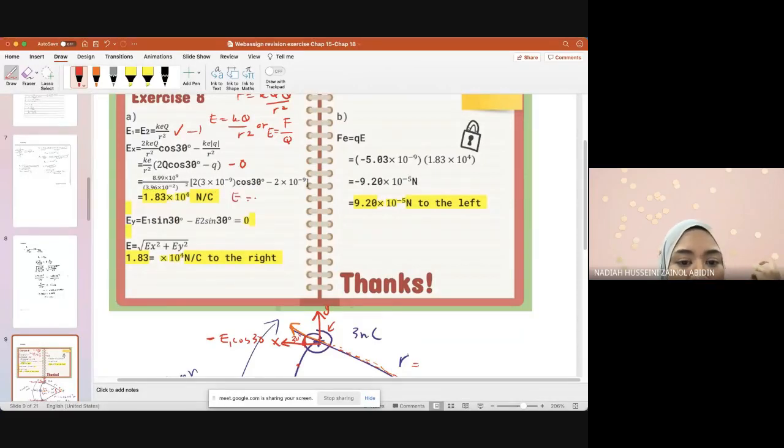Remember E is F over Q. So this is Newton, this is coulomb. So your SI unit is Newton per coulomb. Or if there is another version of electric field, I believe there is, tapi saya tak ingat apa. I think it's voltage meter kot, tak ingat. Okay, so jawapan ni magnitude dia betul.